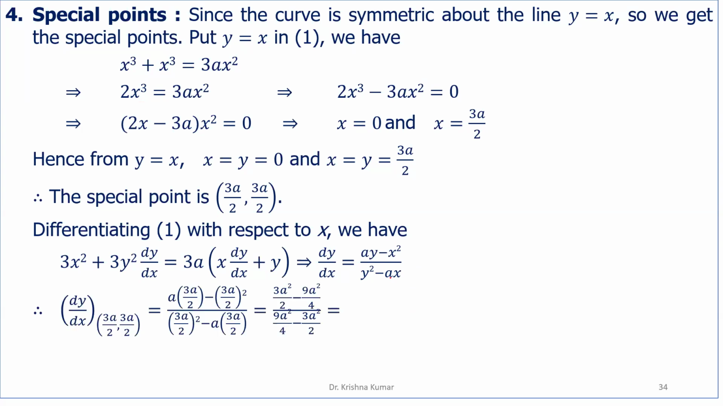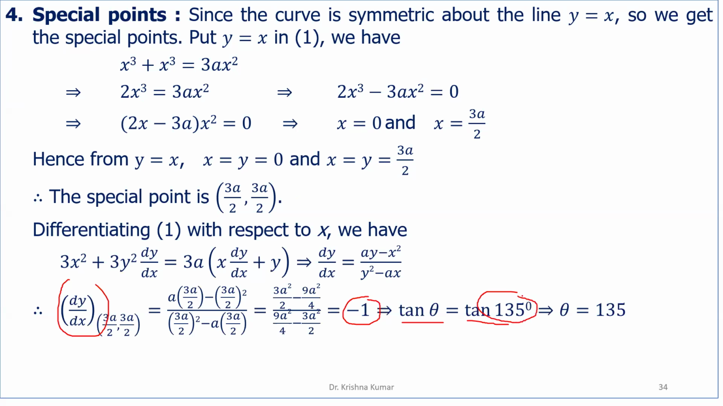Now what is the tangent at this point? Let us put x equal to 3a by 2, y equal to 3a by 2. If we simplify it, we get the value minus 1. So minus 1 is what? This dy/dx is nothing but tan theta. Tan theta equal to tan minus 45, or we can say it is tan 135 degrees. So theta is equal to 135 degrees. So this is the tangent at the point 3a by 2, 3a by 2.